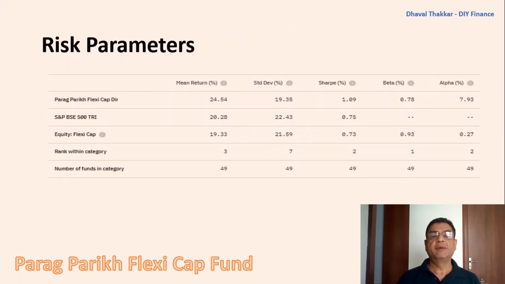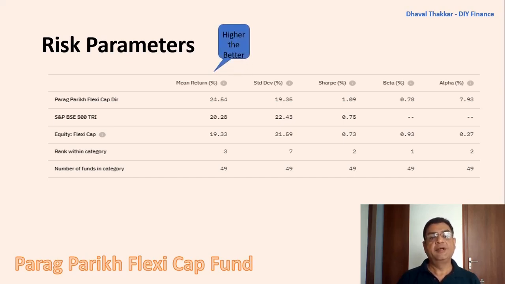Here, we'll compare parameters with the benchmark index and category average. First, mean returns, that is the average return in a year, which is 24.54, which is more than both the category average and the benchmark. Here, higher the value is better.